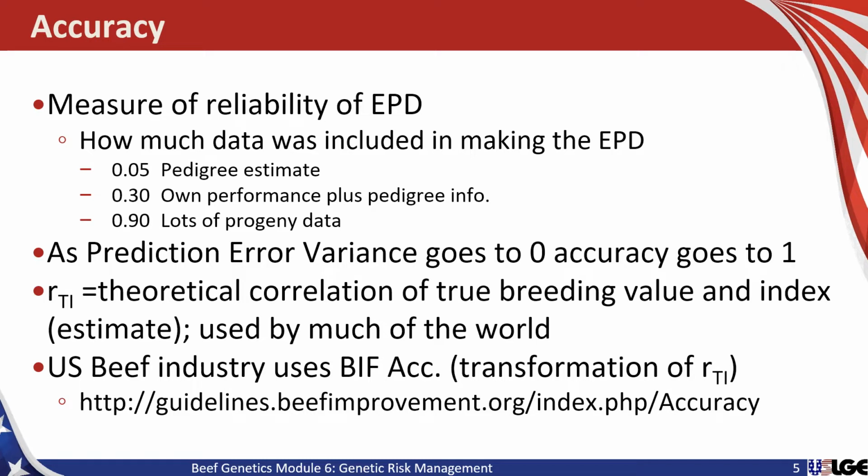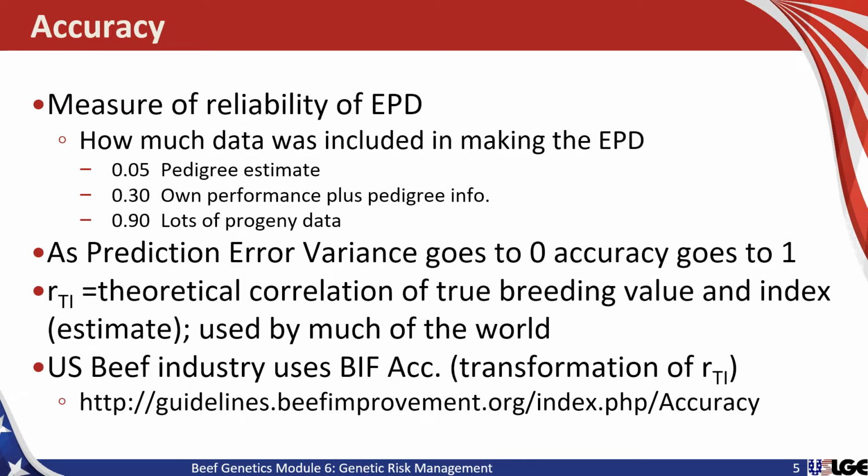Much of the world reports accuracy using the traditional form, which is often just abbreviated as R, or R sub TI. And that form of accuracy is the traditional one. That's the theoretical correlation between a true breeding value, that's unobserved, and an index or prediction of that breeding value. And that form of accuracy is used by much of the world outside of North America.